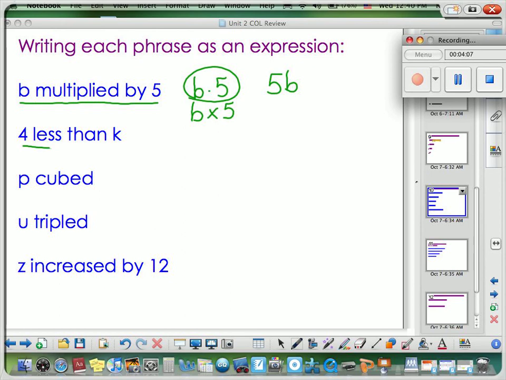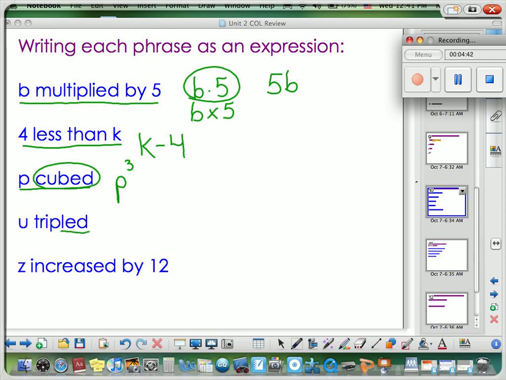Look at the next one, 4 less than k. Now keep in mind, subtraction is sometimes tricky. Okay, 4 less than k is going to be k minus 4, not 4 minus k. Okay, it's 4 less than k. P cubed, cubed is one of those words that means powered, exponents. So p cubed would be p to the third power.